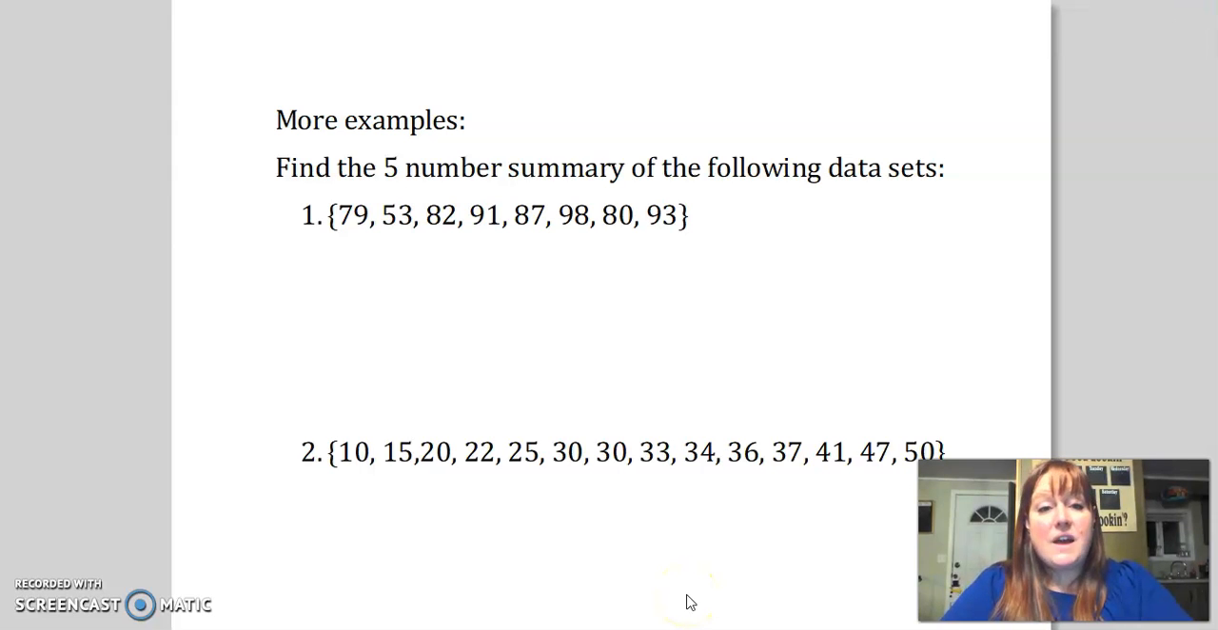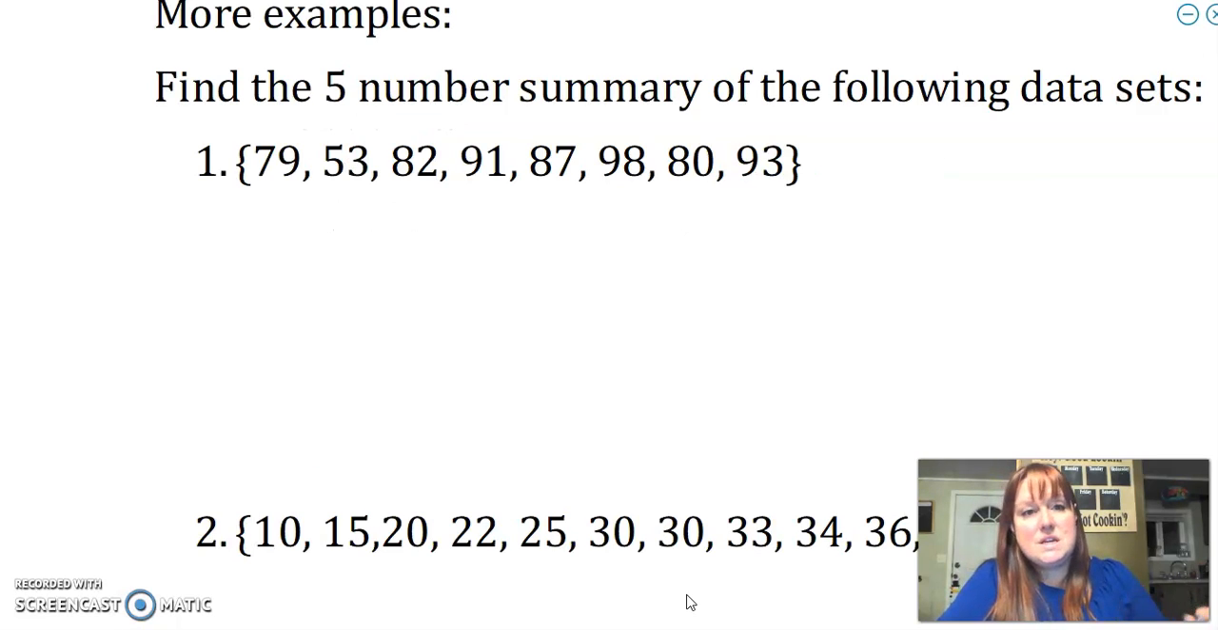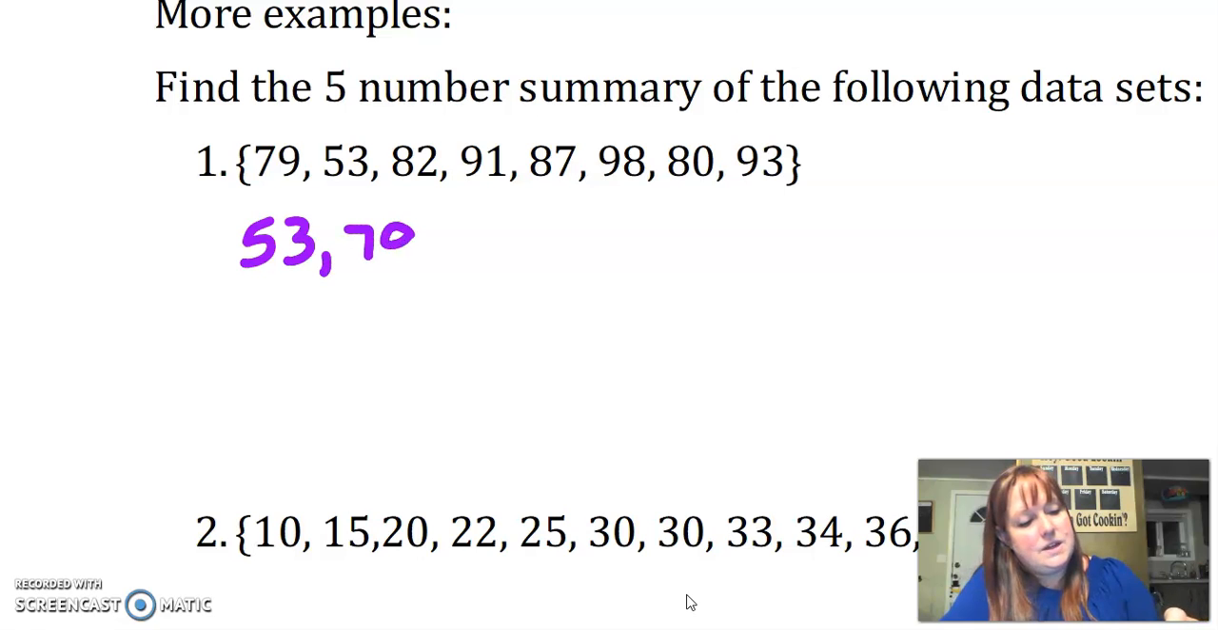Here's some more examples of 5-number summaries. I already put them in order for you, oh, I did not already put this one in order. This one is actually out of order. I think the rest of them are in order, but here 53 is out of order. So let's go ahead and put this in order. We have 53 and then 79, and I'm going to keep track of where I'm at.